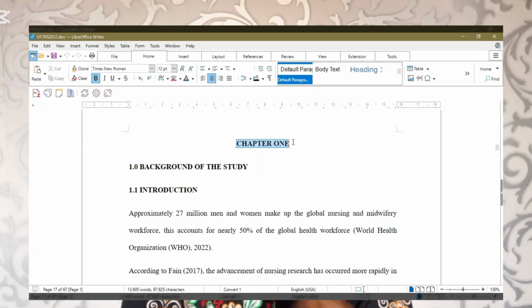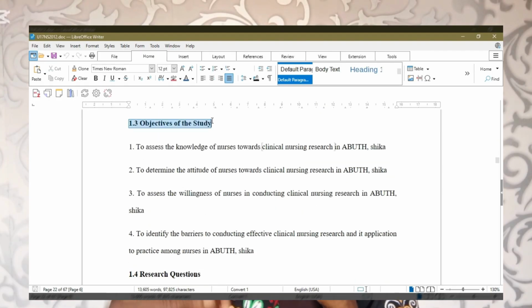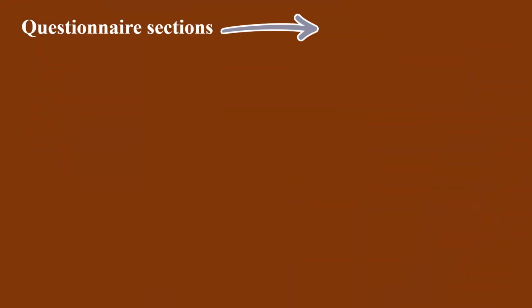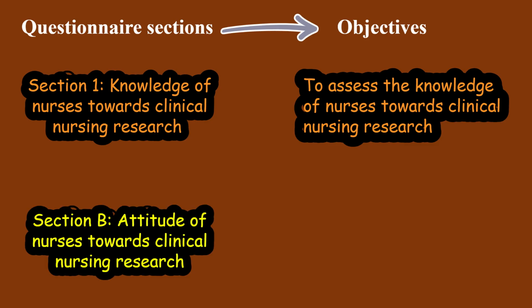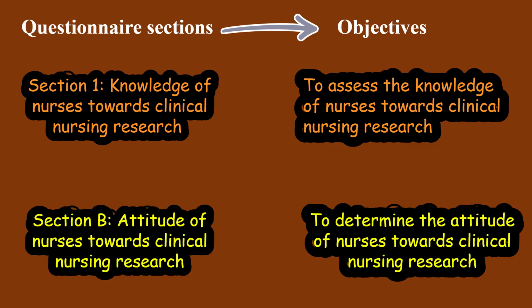Now, before you open a document and start typing questions, I want you to bring out your chapter 1 and look at your specific objectives, because that is what is going to guide us when we are building our questionnaire. Every section of your questionnaire must map directly to your specific objective. A section must match directly to the knowledge of nurses. Another section must match directly to the attitude of nurses. And if you have more than 2 objectives, the third section must map directly to that objective as well. Depending on how many objectives you have, it must match.